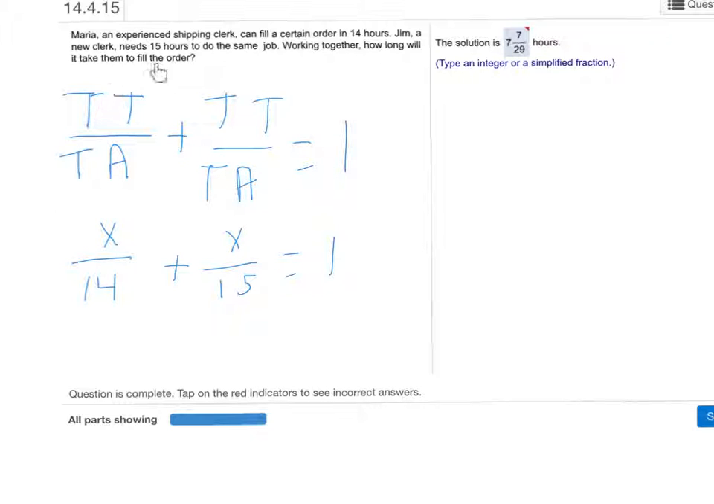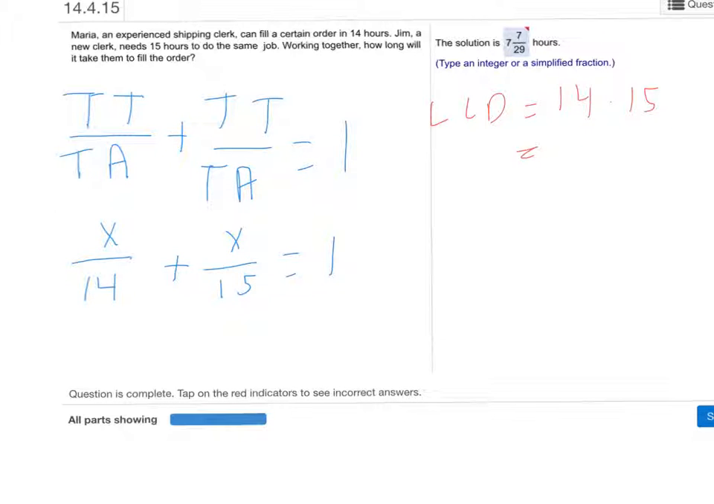So the time it takes them, which is what we're looking for, I call X. The time alone of one person is 14 hours, and the time alone of the other is 15. So I just put those numbers in here, and the X in here. And that's the equation, and now it's a matter of solving it. You have to find the least common denominator, which would be 14 times 15.